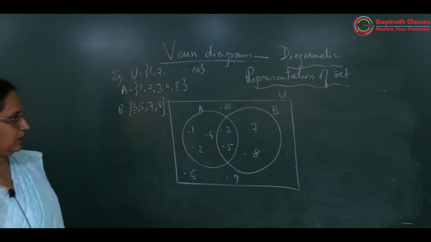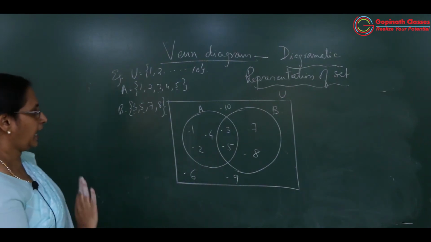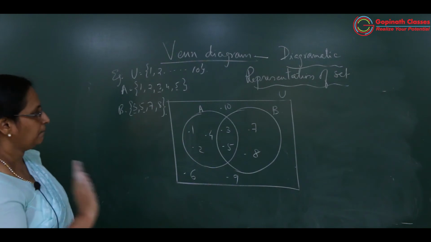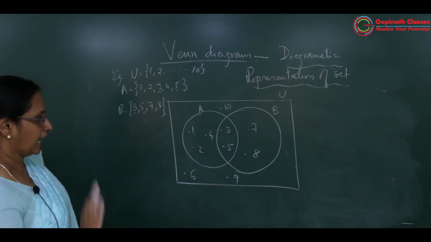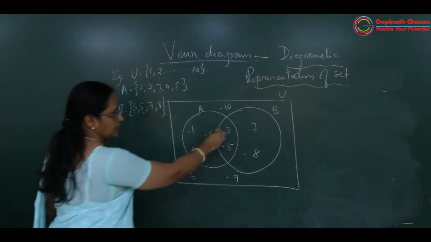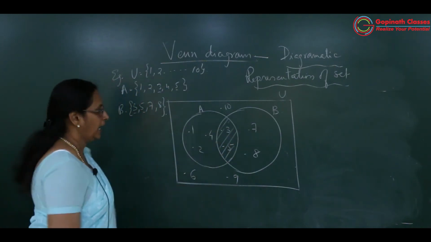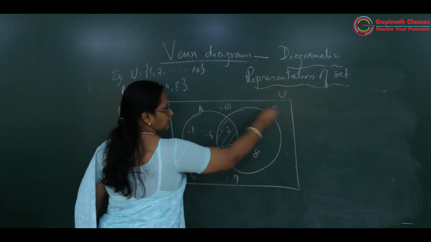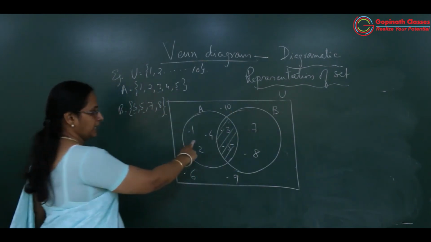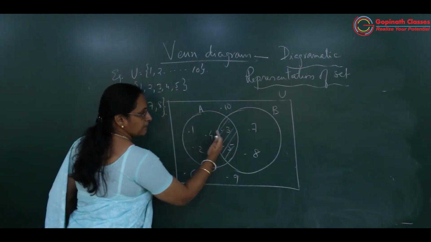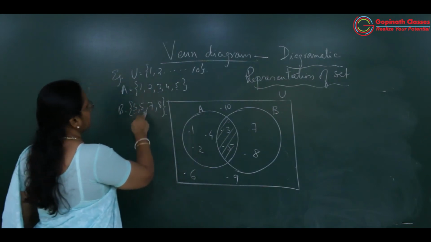So it's very clear. U में 1 to 10, A में 1, 2, 3, 4, 5 है, B में 3, 5, 7, 8 है. And the common elements, this area is A intersection B. This is A intersection B. A union B is this. A union B. A minus B is this side. A में है, B में नहीं है. A minus B. What is A minus B, you see?